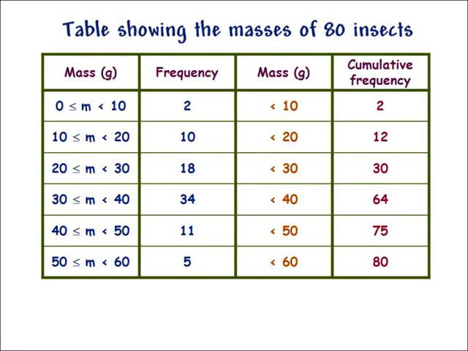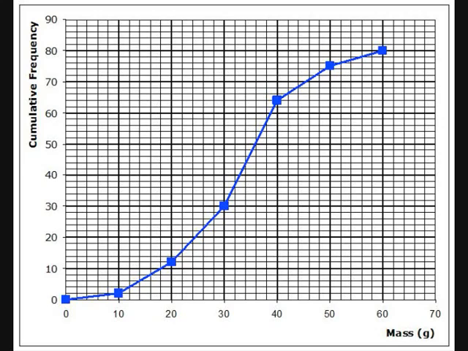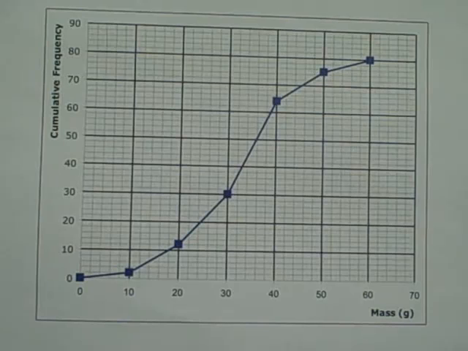This data has now been plotted onto a graph as shown, with the upper bound masses on the x-axis and the cumulative frequencies on the y-axis. This graph can be drawn with straight lines between the points. Now we are going to find the median.